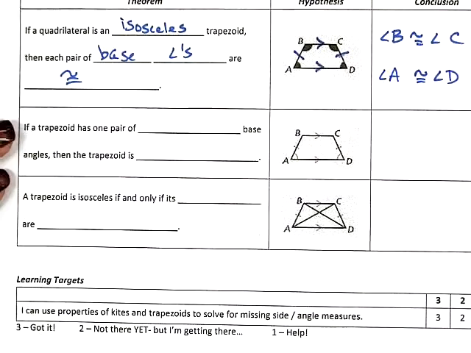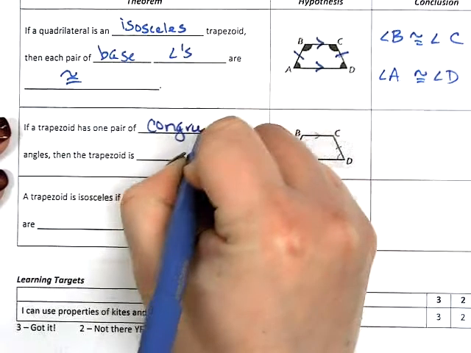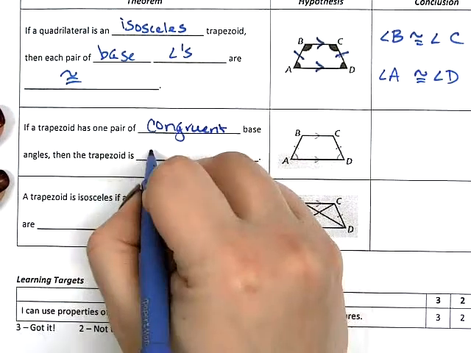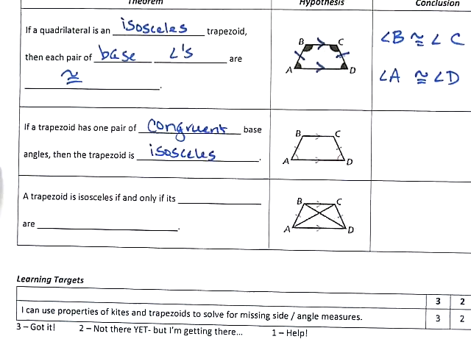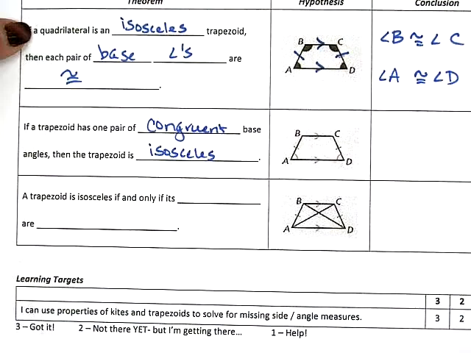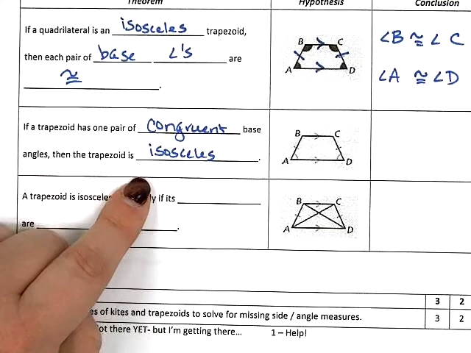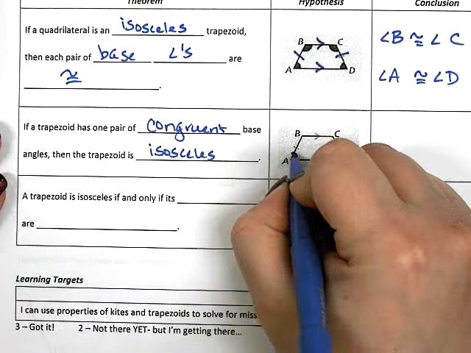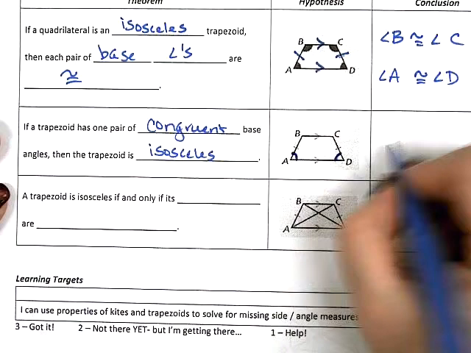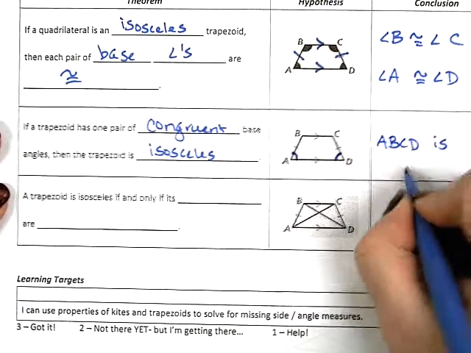If a trapezoid has one pair of congruent base angles, then the trapezoid is isosceles. So this is the opposite of what we just said, right? First we started with an isosceles trapezoid, so we said, hey, base angles are congruent. So now we're going backwards. If the base angles are congruent, then we get an isosceles trapezoid. So because angle A is marked congruent to angle D, we know that ABCD is an isosceles trapezoid.